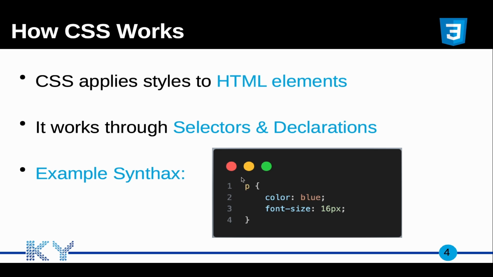Now you will pick that paragraph selector, then use curly brackets, open and close. Then within the curly brackets, you start declaring your rules, making declarations. As you can see here, I use the color blue and a font size of 16. So the text within the paragraph would be blue, and the font size would be 16. If it were less than 16, it would increase to 16. If it were more than 16 pixels, it would decrease to 16 pixels. So you can see this is how it works.